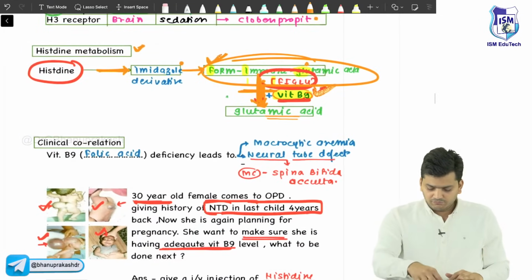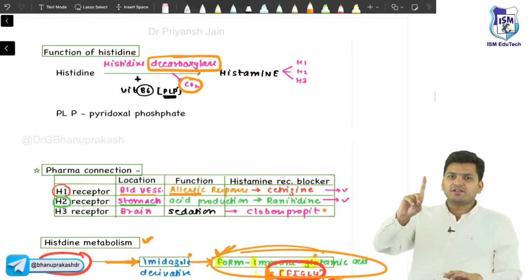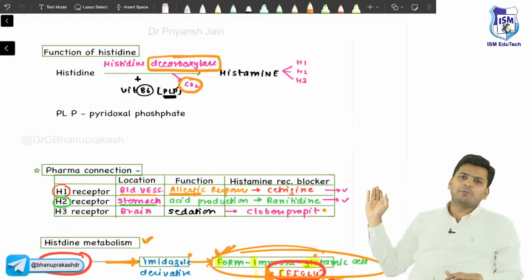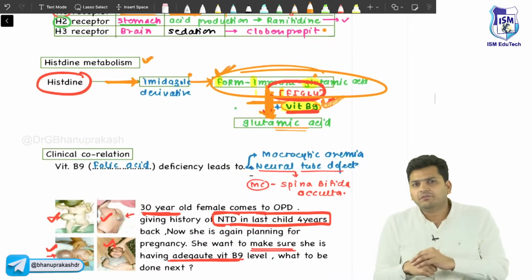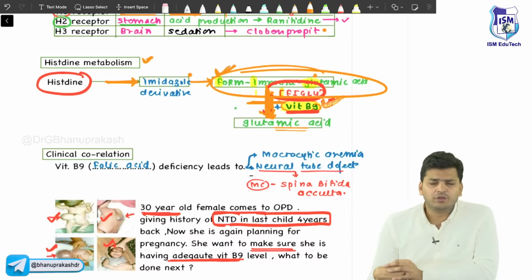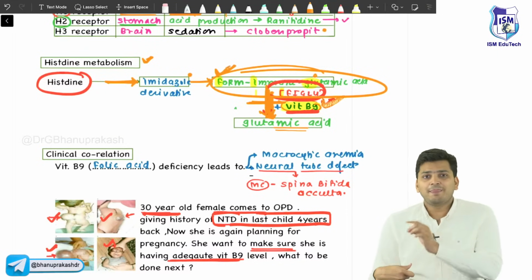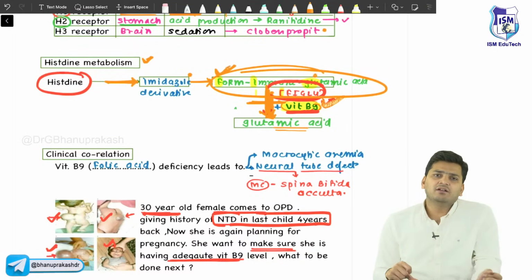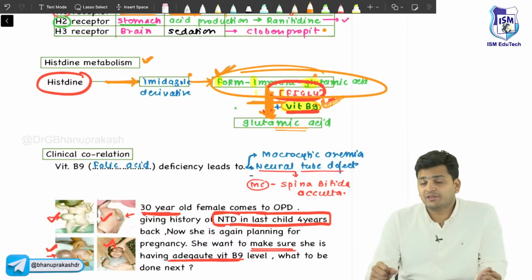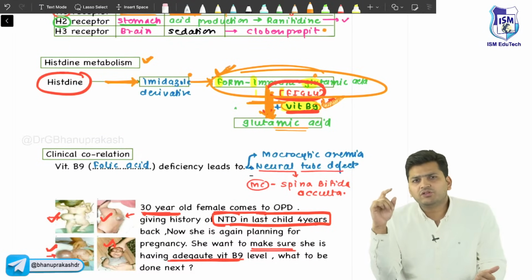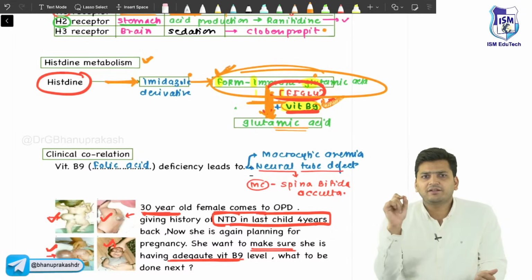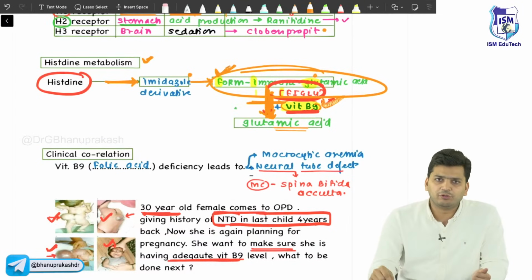Done. So, we have discussed 2 points regarding histidine. Let's revise. Histidine to histamine. What is the name of the reaction? Decarboxylation. And if you want to check vitamin B9 deficiency, which test will you do? Histidine loading test. It's a loading test. And what are we going to check? We are going to check the FIGLU levels, whether they are increased or not. Can you tell me a gynae question: what is the most common type of neural tube defect? Yes, spina bifida. Spina bifida occulta is the most common type of neural tube defect.